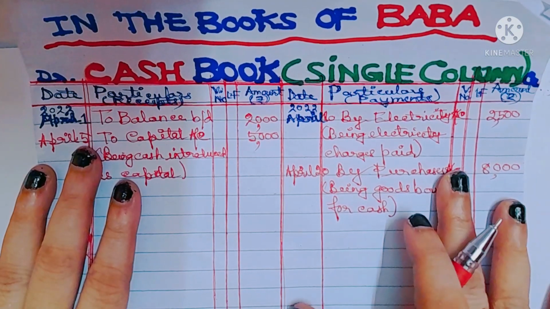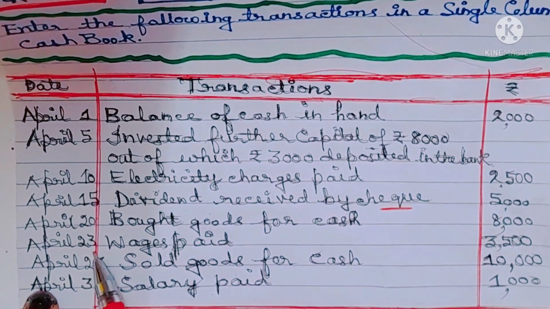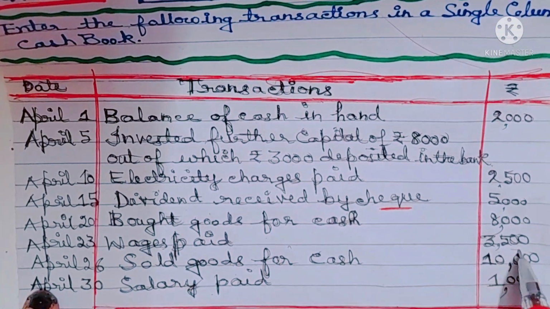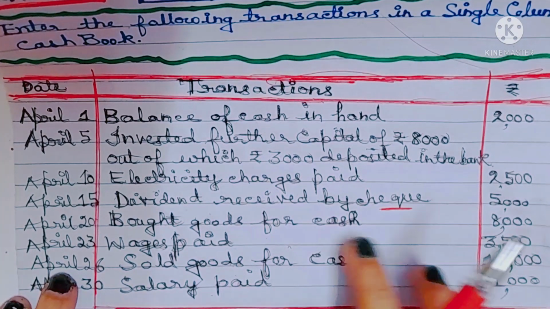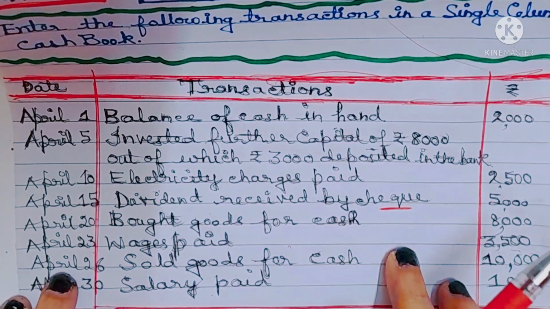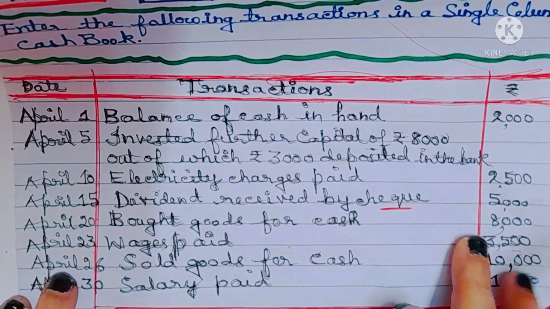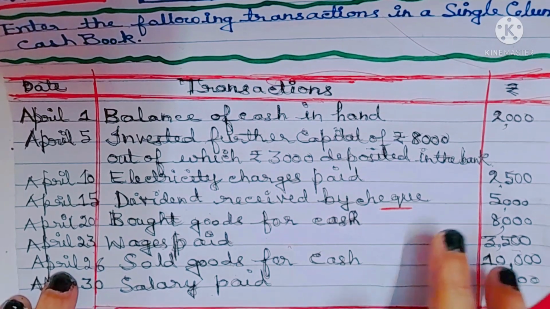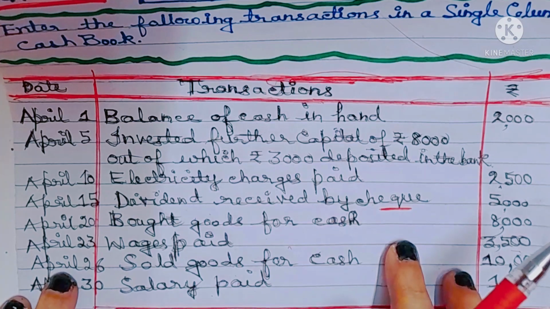Okay, now let's see the next transaction. The next transaction is on 23rd April, wages paid 3,500. So what will be the journal entry? The journal entry will be wages account debit to cash account. So what is the position of cash account? Since cash account is on the credit side, wages account will also be on the credit side.